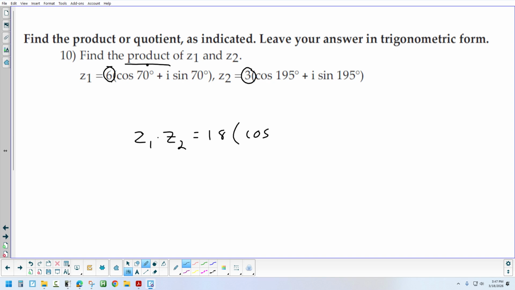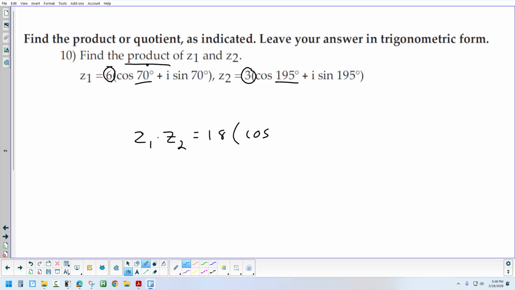Now, how do we get the new angle? Using that one and that one. Yep. You add the first and second angle. Yeah. And what do you get if you add 195 to 70? 265?